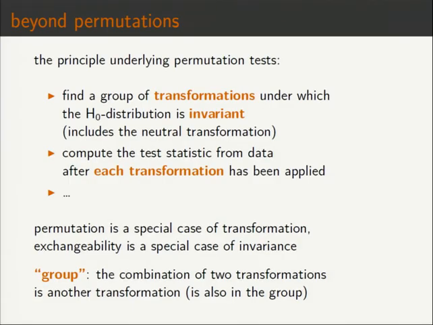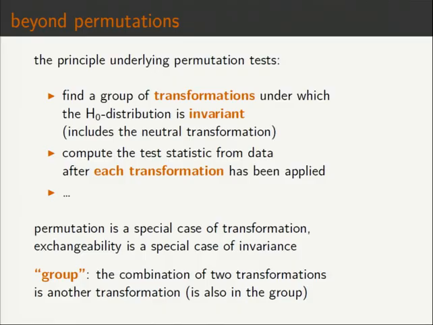And the second thing I would like to mention is we can go beyond permutations. Permutation tests are the standard way this kind of test is done. But there's a more general principle underlying permutation tests, and the idea here is that we have to find a group of transformations of the data. And under this group of transformations, the joint distribution of the data, if the null hypothesis is true, is invariant. In our case, it were just exchanges, so flipping around axes, but we could have different transformations.